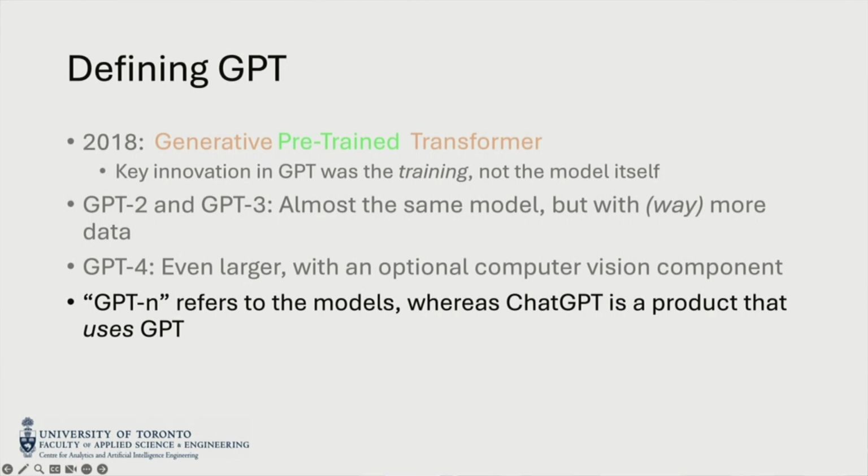OpenAI hasn't been the most consistent when it comes to the naming of their products and their models, but overall, it's useful to understand GPT-3, 3.5, 4 as the actual models, whereas ChatGPT is a product that uses those models. So now I'm going to dive into a little bit about how the models that are used in ChatGPT are trained and why that's so innovative.